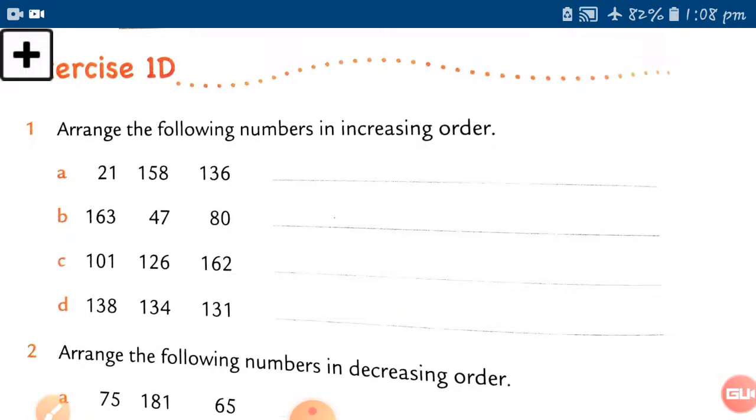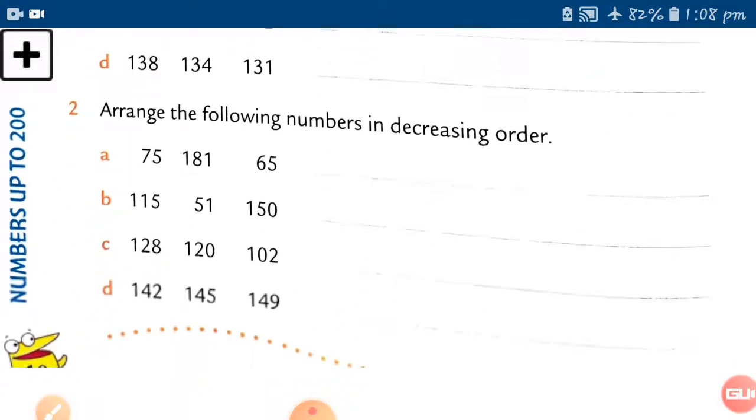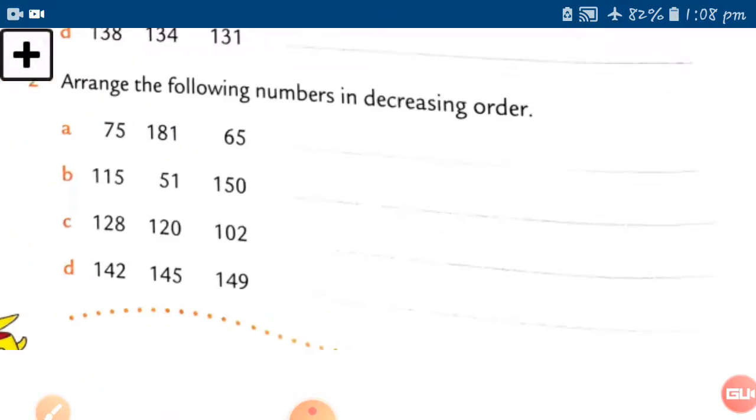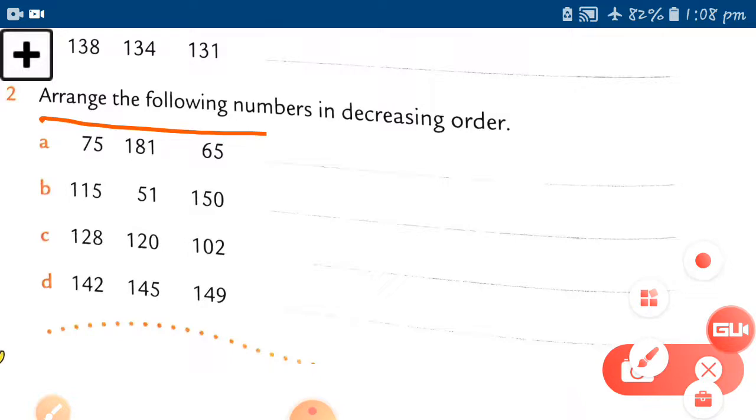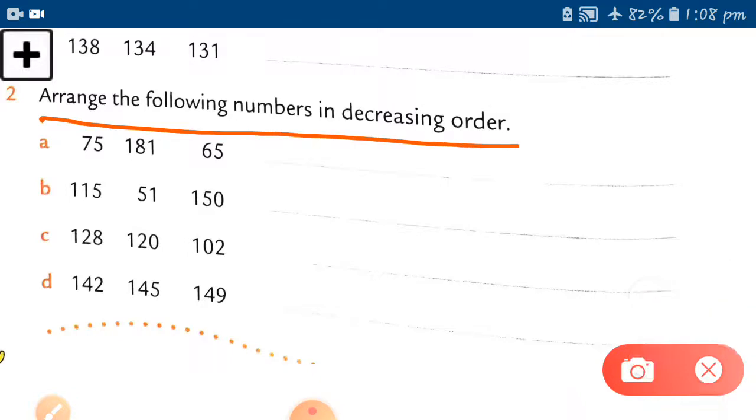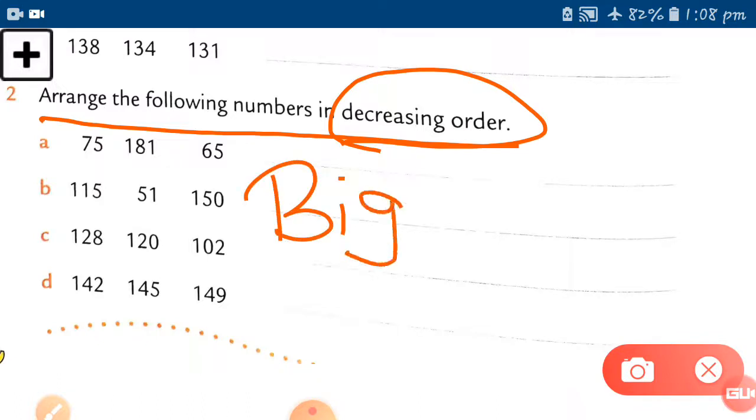Now let's go for the decreasing order. See this. Okay, let's solve it. See the heading you have to write, must write the heading, arranging the following numbers in the decreasing order. Let me underline it so you can easily see this. Arrange the following numbers in the decreasing order. You have to see whether this is increasing or decreasing. So here it is decreasing. So we are going from big to small numbers.